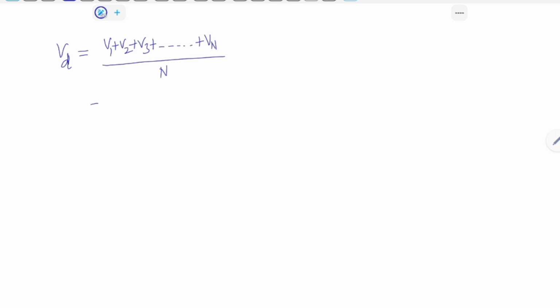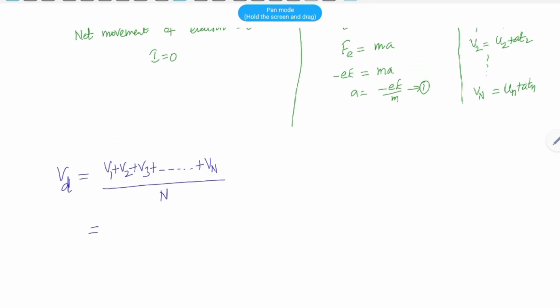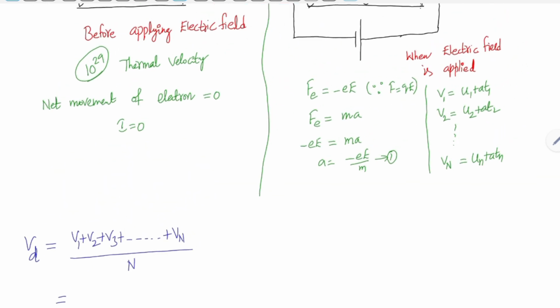Now, in each and every value of v1, what can we substitute? If you observe the previous page, let me show you. In place of v1, we can substitute u1 plus a t1. In place of v2, you have u2 plus a t2.